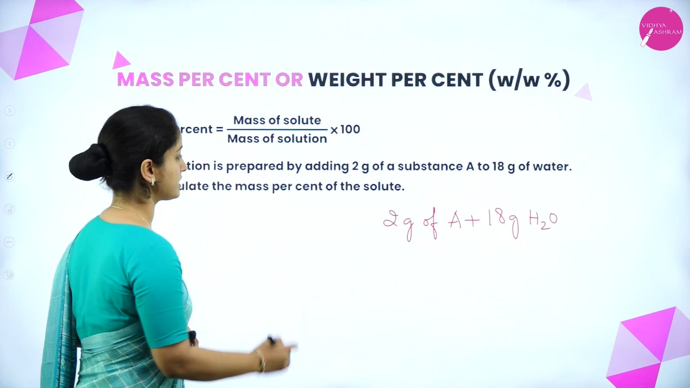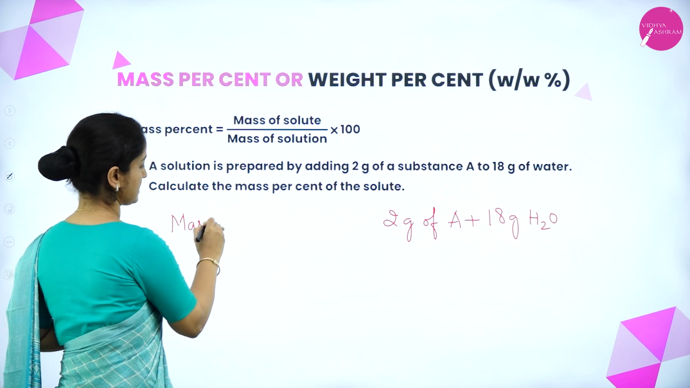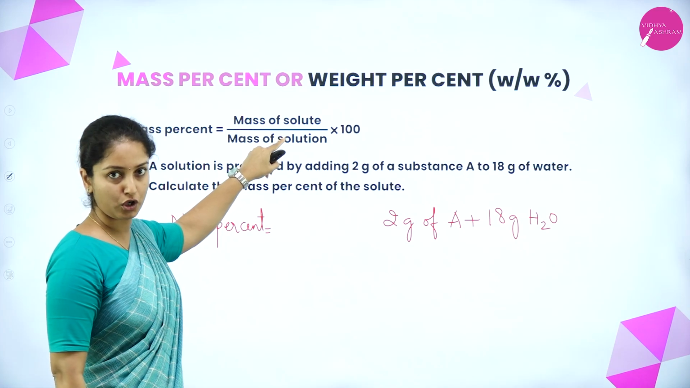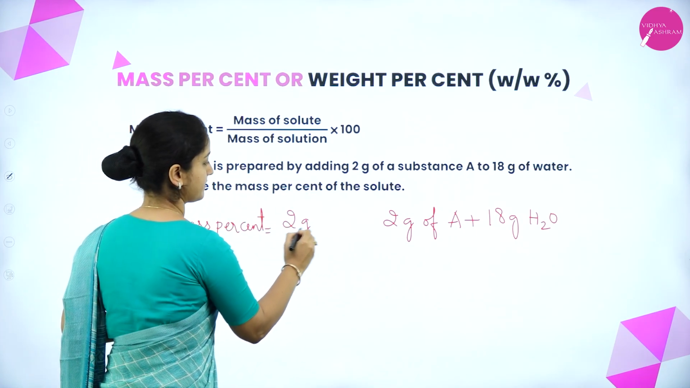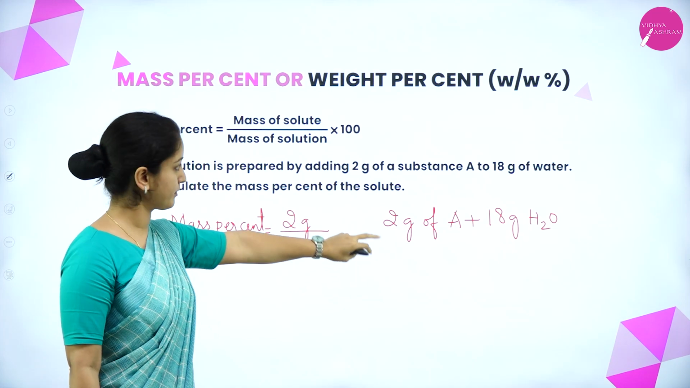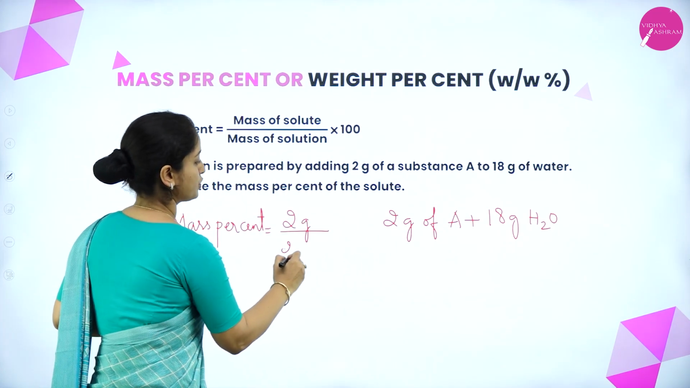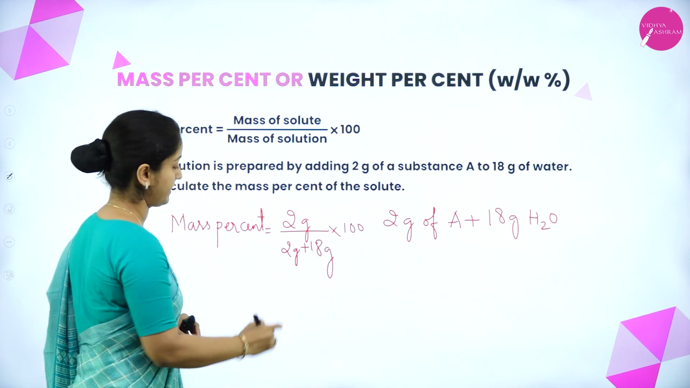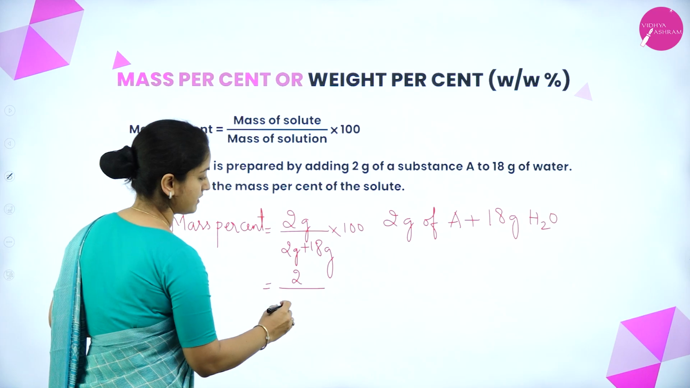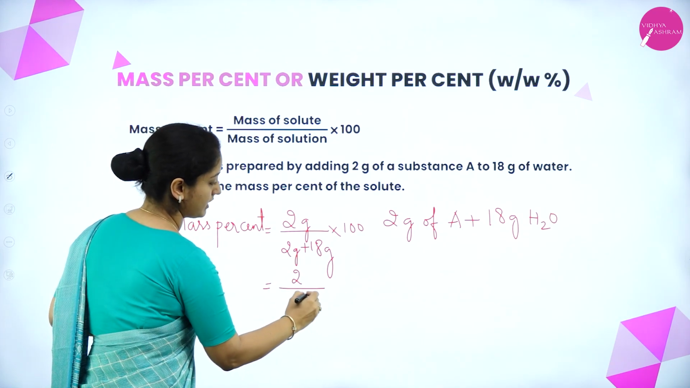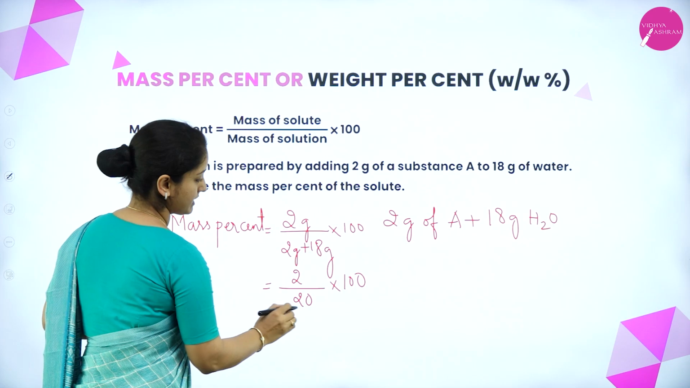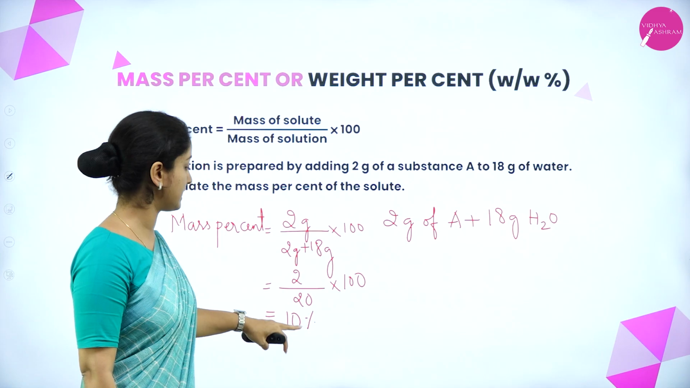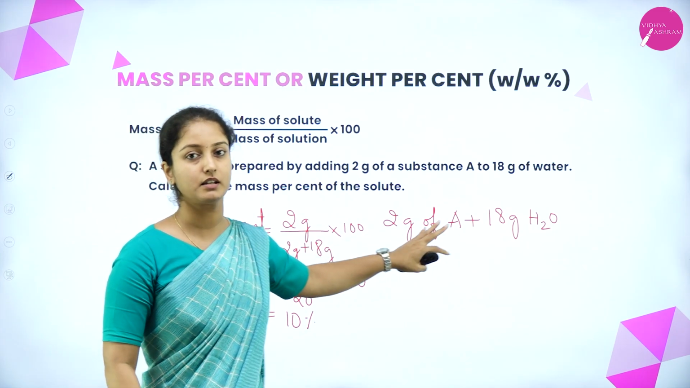How to calculate? Using this formula, that is mass percent is equal to, what is mass of solute? That is 2 grams. Here the solute is substance A and mass of solution is 2 grams plus 18 grams, that is to be multiplied by 100. Now therefore 2 grams divided by 2 plus 18 is 20, multiplied by 100. It gives 10%. So the mass percent of the solute that is present in the given solution is 10%.